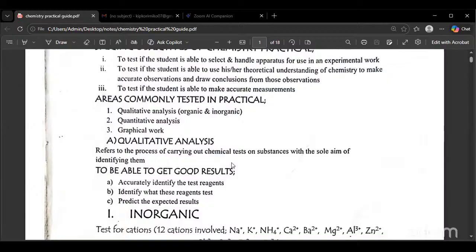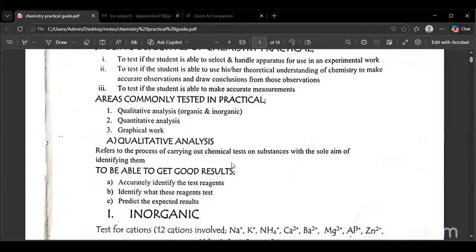Now, so number two, identify what these agents test. So which I'm going to give now. So you are supposed to predict, hii kitu tulifunzwa kwa theory inatumika kutest nini. For example, test for sulfates actually is taught. Test for nitrates inafunzwa kwa topic.